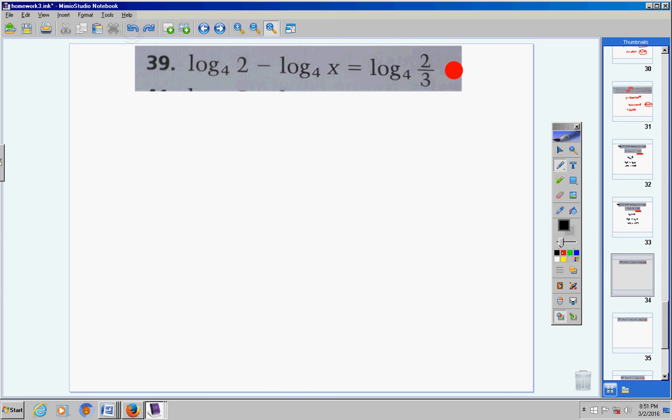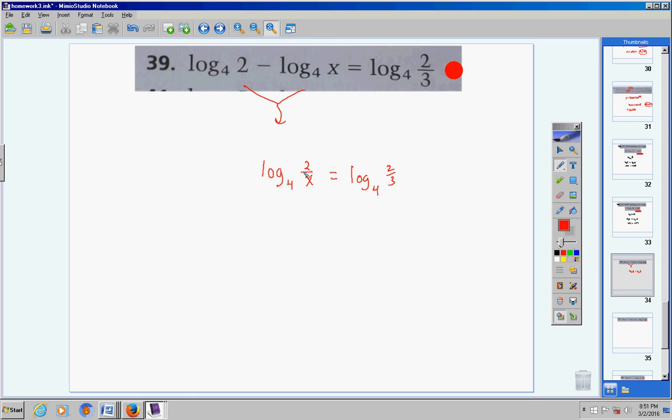There's no number to the left of this. There's no number to the left here. So I'm going to condense these two logarithms down to one logarithm like this. Logarithm base 4. Now, what are the two logarithms doing? They're subtracting, right? So that means this 2 goes up top. Division. This x goes in the bottom.